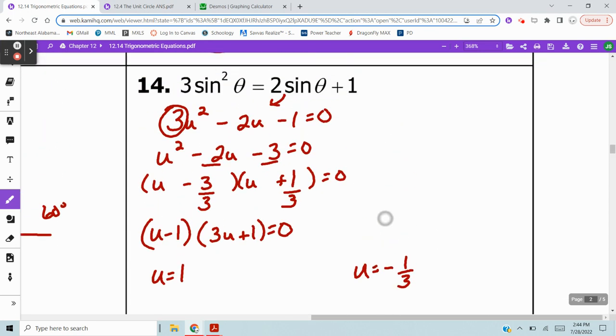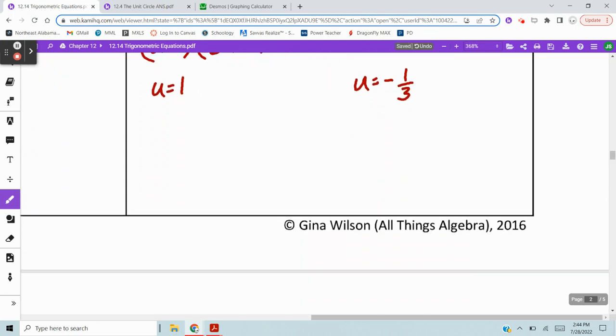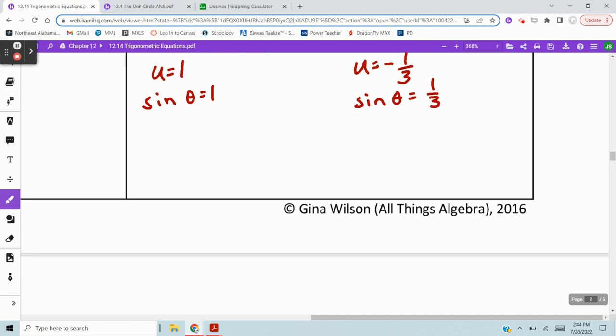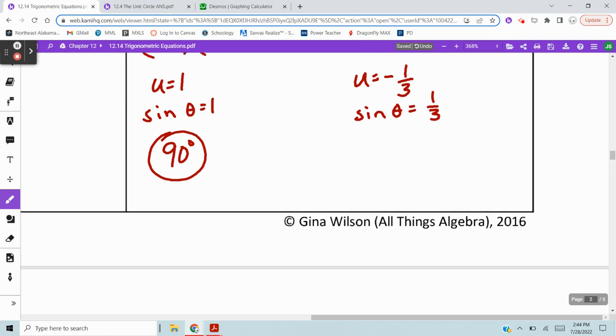So now let's replace it back with the sine. I'm looking for where sine of theta is equal to 1, and where sine of theta is equal to negative 1/3. First part is easy. Again, this is a quadrantal angle. We've solved it numerous times, so I'm just going to tell you my first answer is 90 degrees. However, for my second answer, if you look at your unit circle, where is sine equal to negative 1/3?